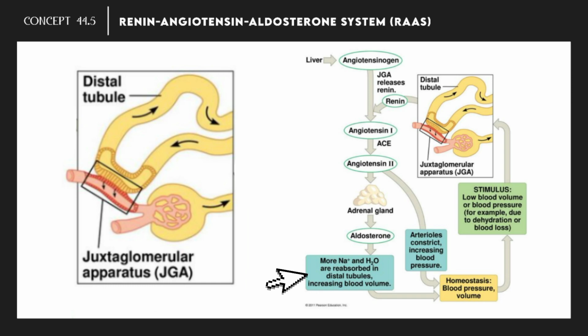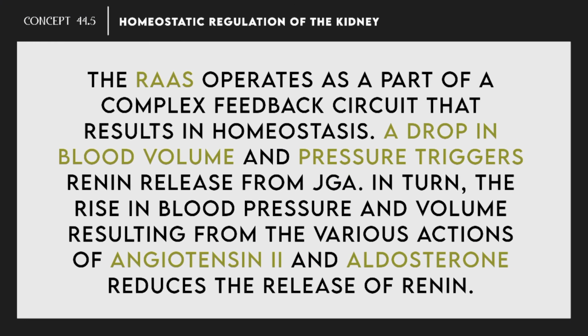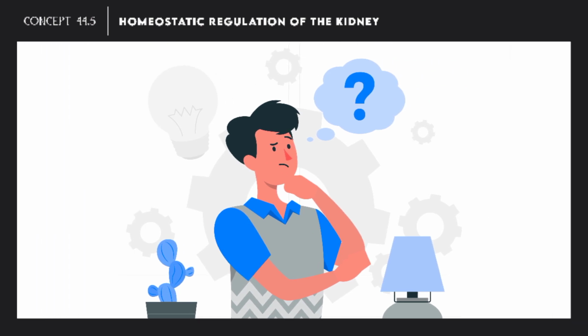In short, an increase in sodium and water reabsorption will result in an increase in blood volume, therefore an increase in blood pressure. That is because blood pressure is directly proportional to the blood volume. The RAS operates as a part of a complex feedback circuit that results in homeostasis. A drop in blood volume and pressure triggers renin release from the juxtaglomerular apparatus. In turn, the rise in blood pressure and volume resulting from the various actions of angiotensin 2 and aldosterone reduces the release of renin.